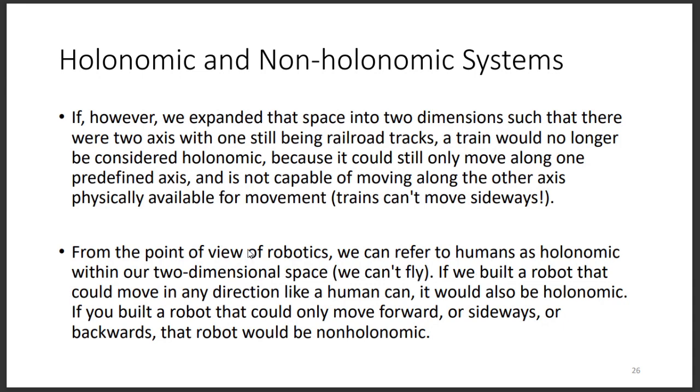If you look at two dimensions, you can move in X and also in Y. So we freely move in X and Y, and by the system we are holonomic. If we build a robot that moves in any direction like a human, it is also holonomic. If we build a robot that moves forward, sideways or backward, and you restrict it so that your robot will only move sideways or backward, that robot will be non-holonomic. We restricted your robot to a specific path. It will be a non-holonomic system.